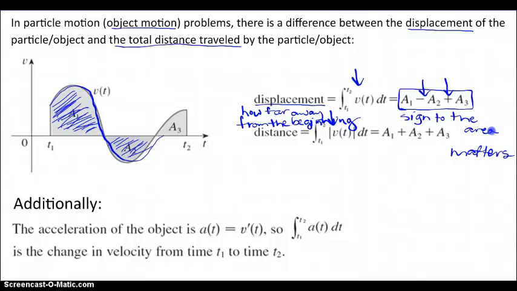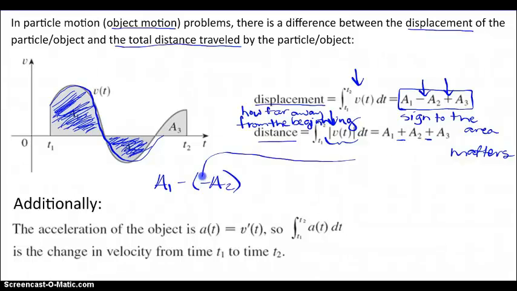And you can see here in distance, we're just worried about all area as if it were positive. We're going to add this up, and then we're going to add the opposite of this up. So we would take area 1 and subtract area 2, because the result of that is it's going to be like we're adding area 2, and then of course area 3 is positive.